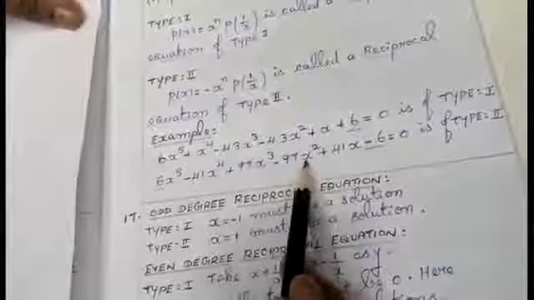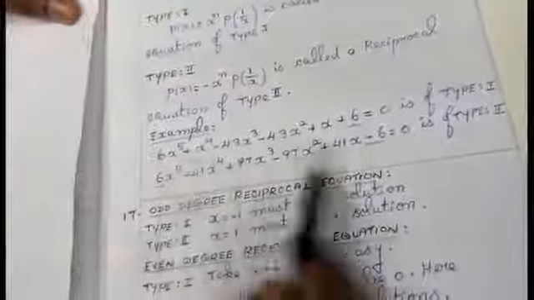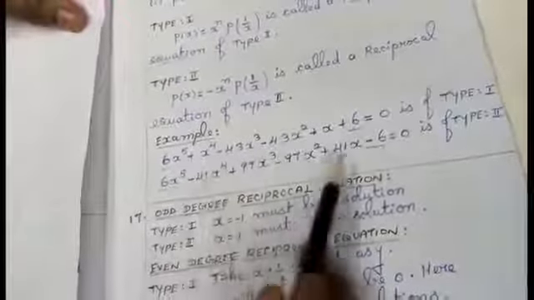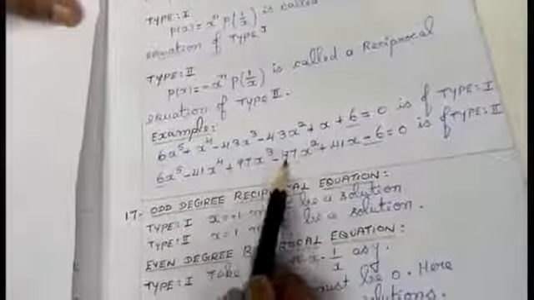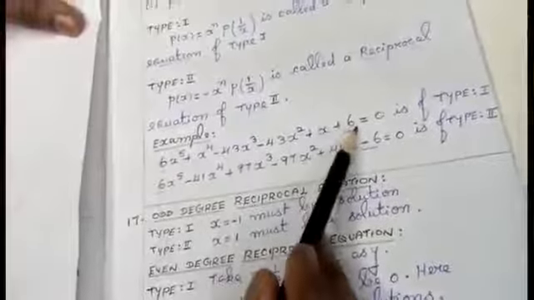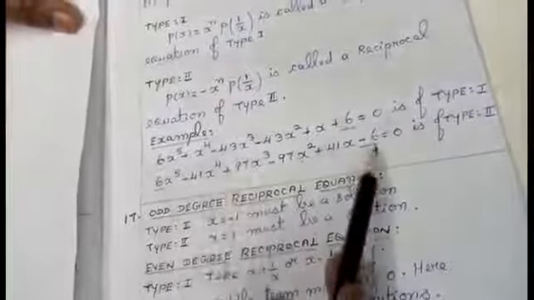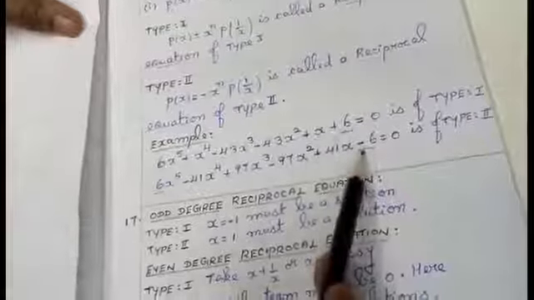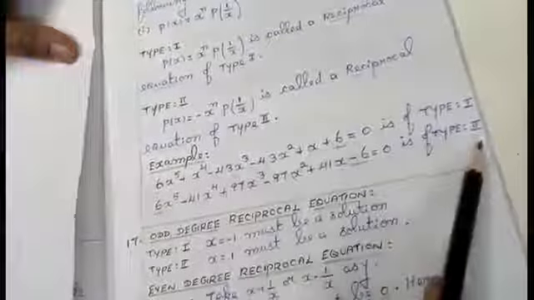Second type: coefficients are same from first to last, but the sign will be different. Plus 6, minus 6, minus 41, plus 41, plus 97, minus 97 means it is of type 2. First you have to be clear. Type 1 means both end signs will be same. Type 2 means both end signs will be different but the number will be same. In both cases what is common is the numbers are same. We are just differentiating using the sign. Sign same means type 1. The sign is opposite means type 2.